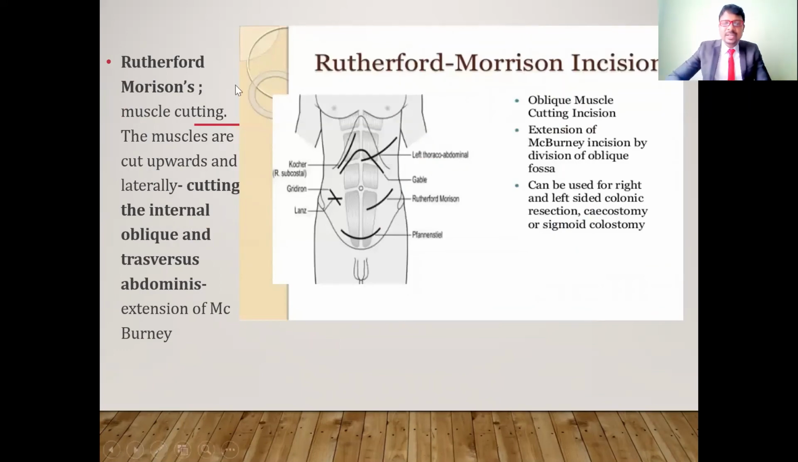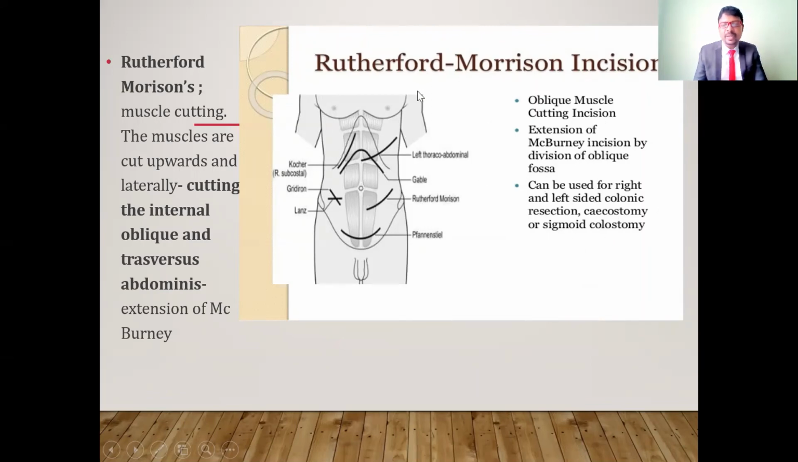So coming to the next one, the Rutherford incisions. These are oblique muscle cutting incisions, so the oblique muscles are going to be cut. These are an extension of the McBurney incisions by division of the oblique fossa, and can be used for right and left-sided colic resections and also cecostomy and sigmoidocolostomy.